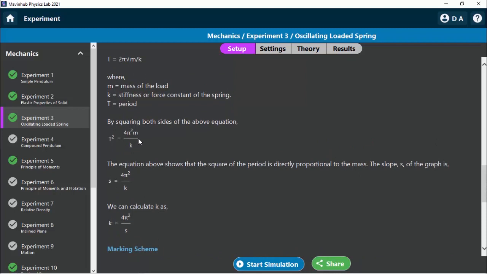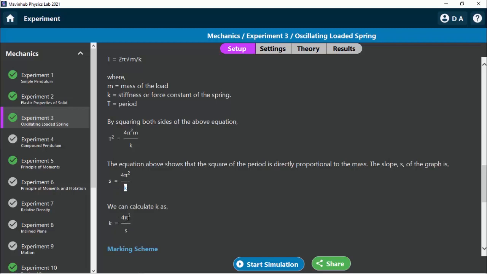So the s in this case represents the slope. So basically, the principle behind this equation is such that the square of the period is directly proportional to the mass. Then s is the slope of the graph that we are going to compute eventually. So if we want to compute the value of k, which is the force constant, we'll simply take 4 pi squared over s. We'll just make k the subject of the formula as this.